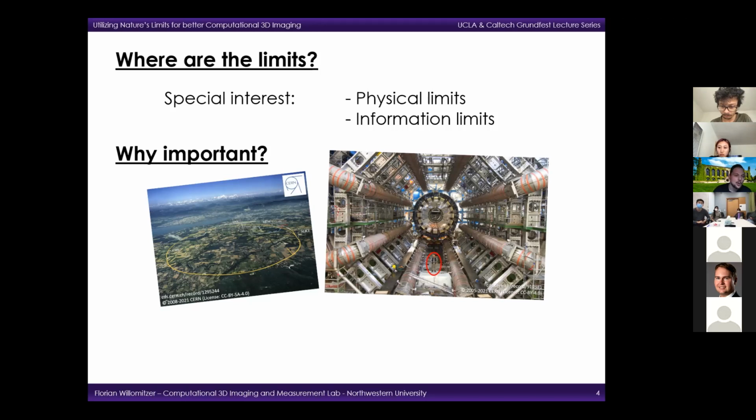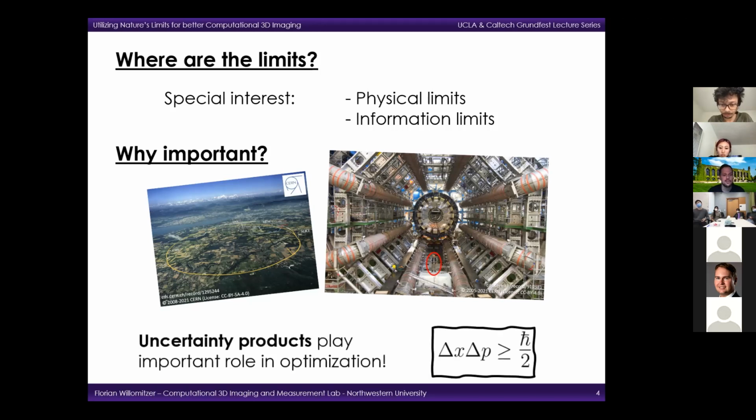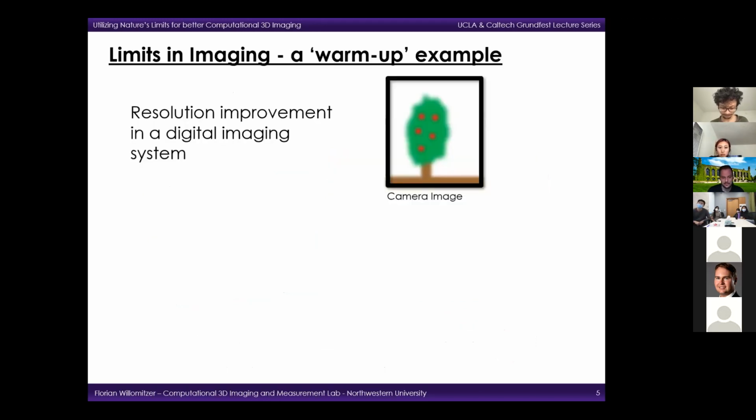Not necessarily. Because, and this is also very important, limits often come in the shape of uncertainty products. Like for example, this famous Heisenberg uncertainty principle here. And such products make it actually possible to bargain with nature for a better measurement of one quantity by trading off the precision of another quantity. And this already forms the basis for the physical optimization of your device.